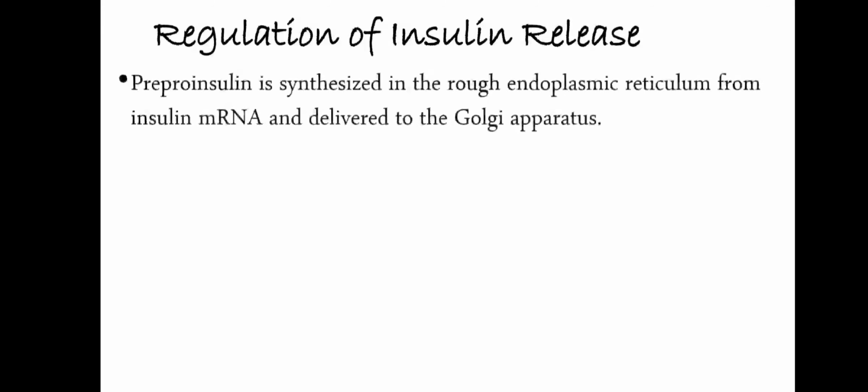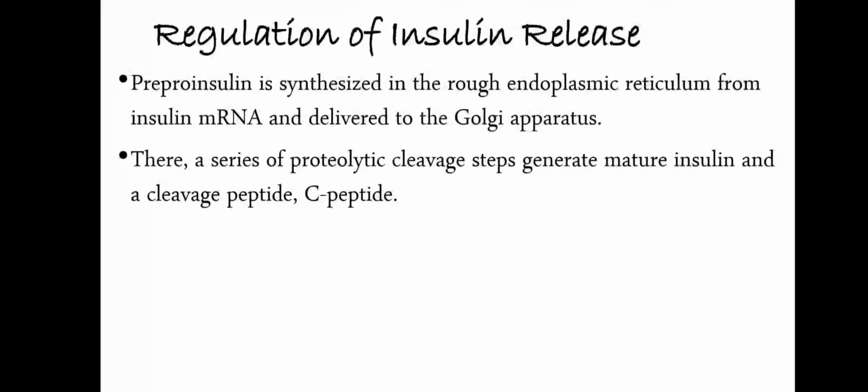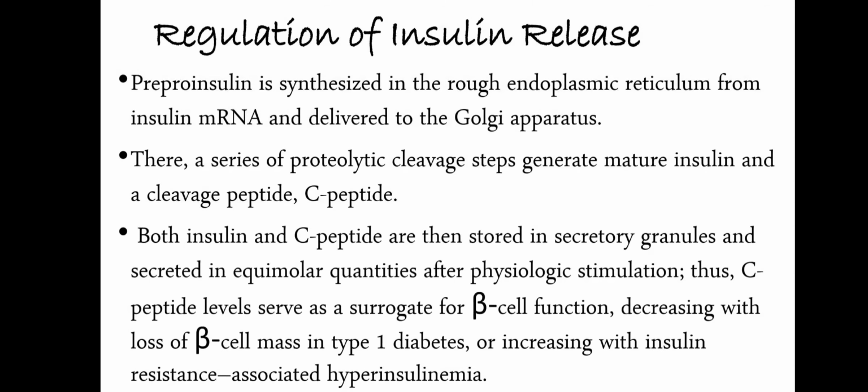Regulation of insulin secretion. Preproinsulin is synthesized in the rough endoplasmic reticulum from insulin mRNA and it is delivered to the Golgi apparatus. A series of proteolytic cleavage steps generate mature insulin and a cleavage peptide, C-peptide. Both insulin and C-peptide are then stored in secretory granules and secreted in equimolar quantities after physiologic stimulation.